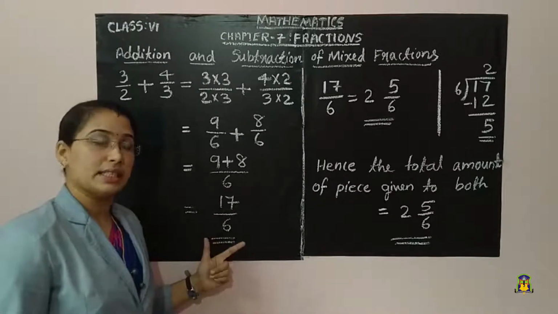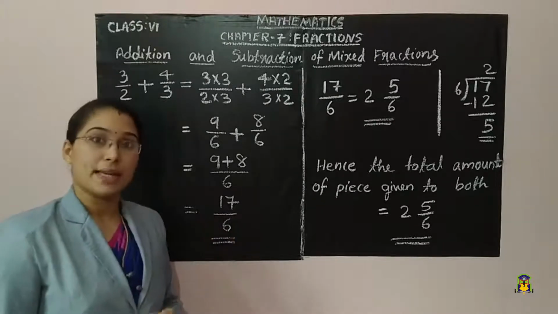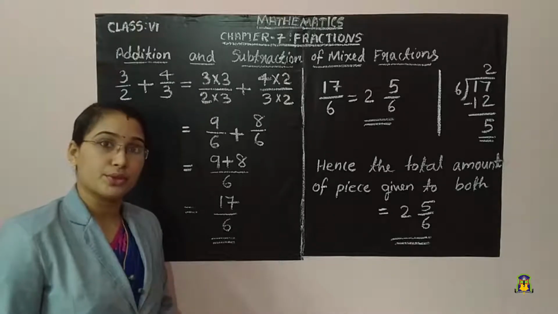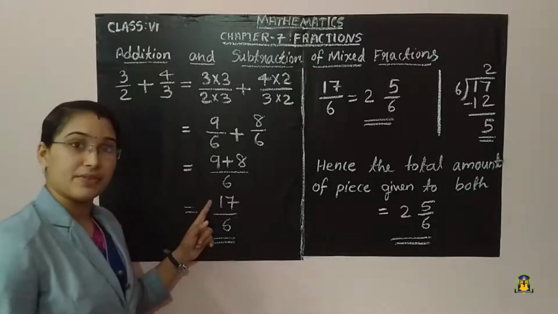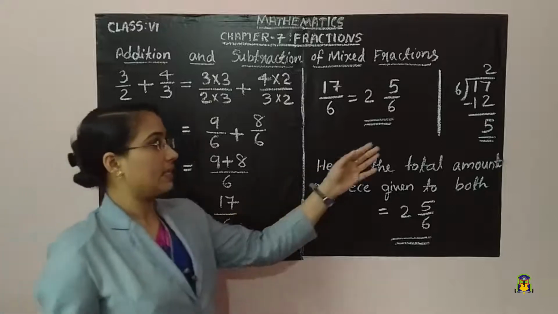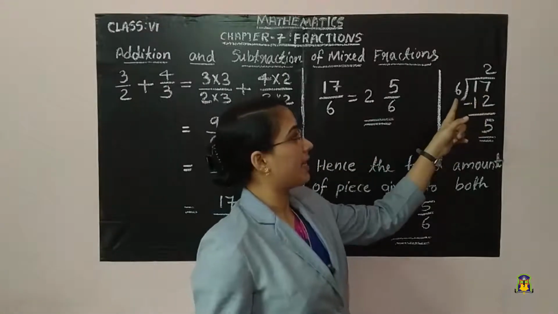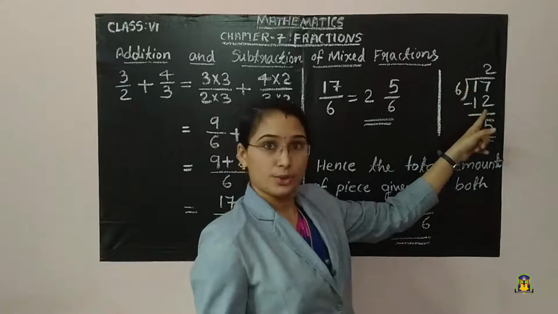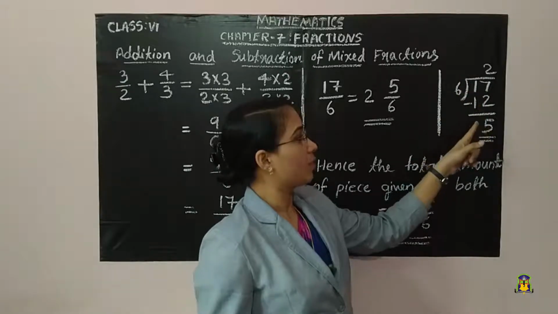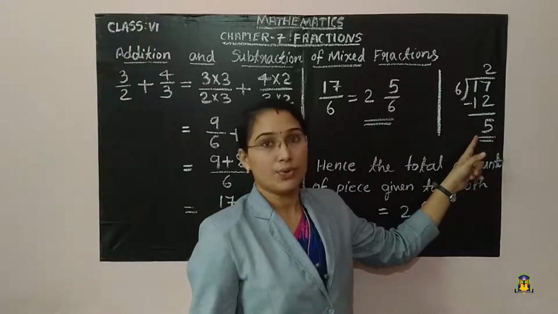So we can convert this improper fraction into a mixed fraction. For that, what do we want to do? We want to divide 17 by 6. Here is the calculation, 17 divided by 6. 6 twos are 12. Then 17 minus 12, we will get remainder 5.